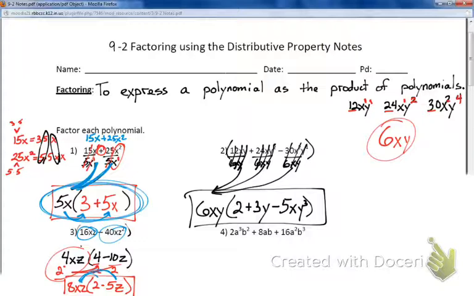Alright, so fourth problem. Again, I have 3 terms here. I'm going to put them in parentheses. I'm going to figure out what I can take out of all 3 of them. What do all 3 have in common? Well, since that's a 2, obviously the largest number they're all divisible by is 2. I can't say 4 because this 2 is not divisible by 4. The only factors of 2 are 1 and 2, so the largest factor of all 3 of those would just be 2. I'm going to then look at my a's.